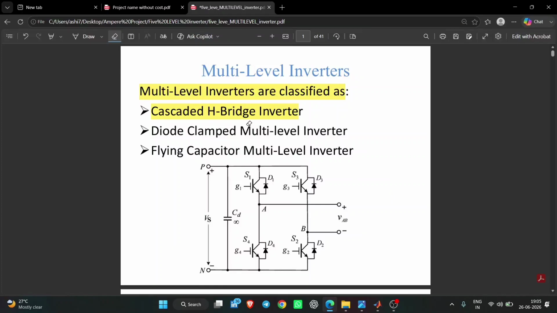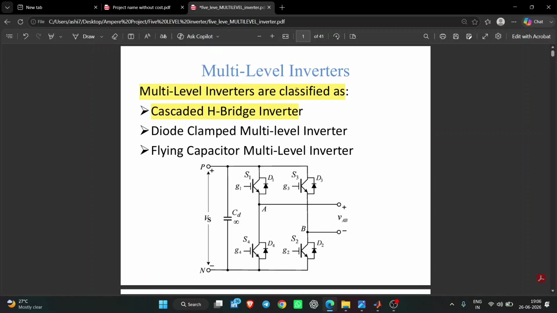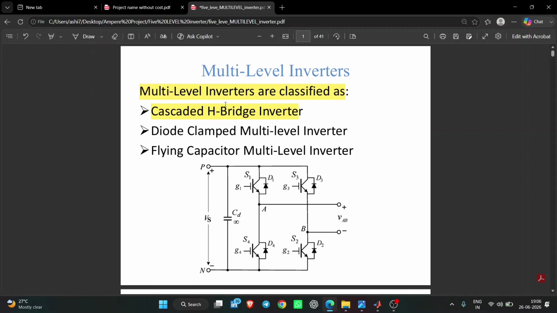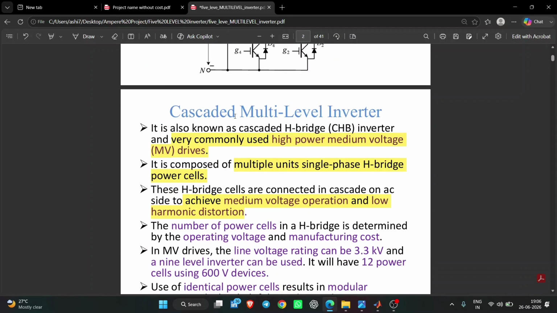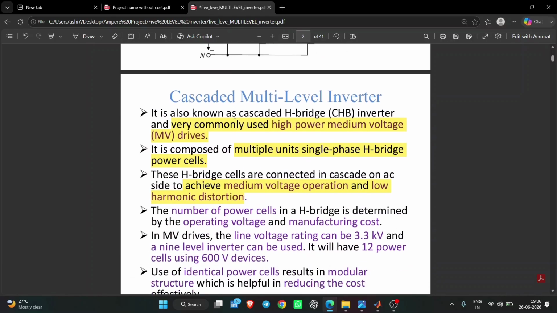Hello guys, today we will study about multi-level inverter, specifically the 5-level inverter. This whole PDF is about multi-level inverters, in which 7-level, 8-level and 9-level inverters are mentioned. The multi-level inverters are classified as cascaded H-bridge, diode clamped, and flying capacitor based. But we will study only the 5-level cascaded bridge, because I have some simulation for 5-level that I will show you at the end.